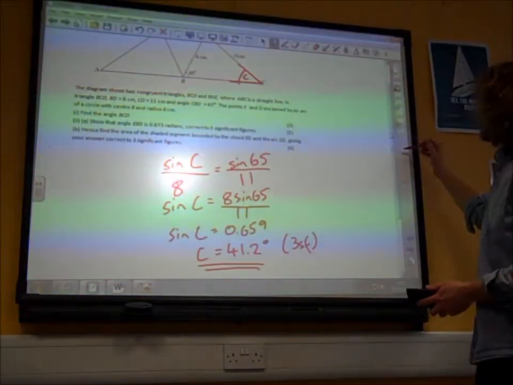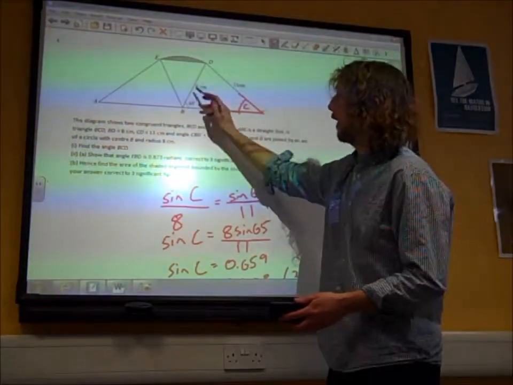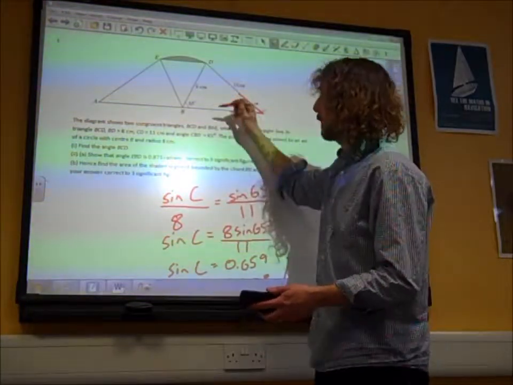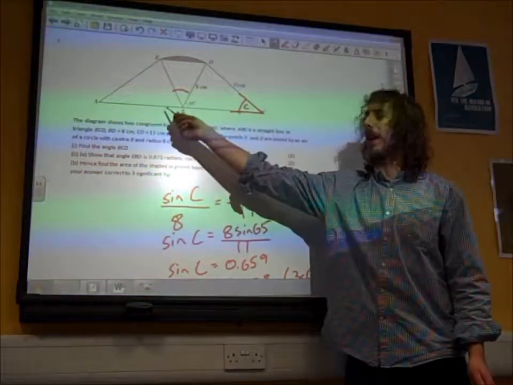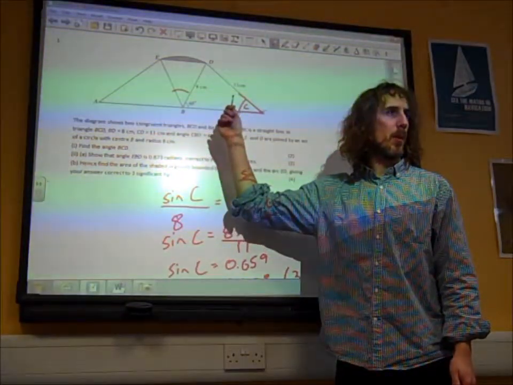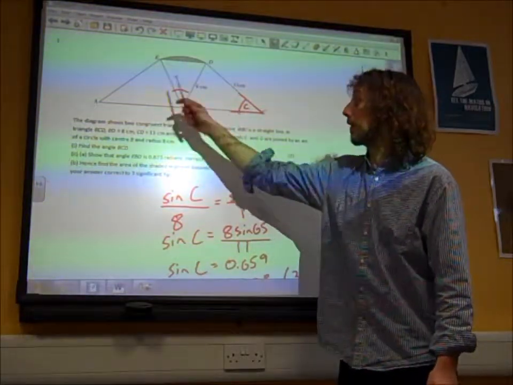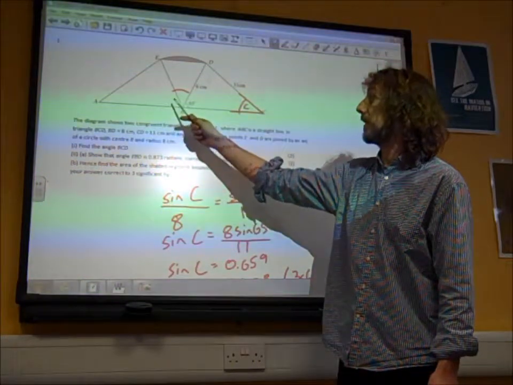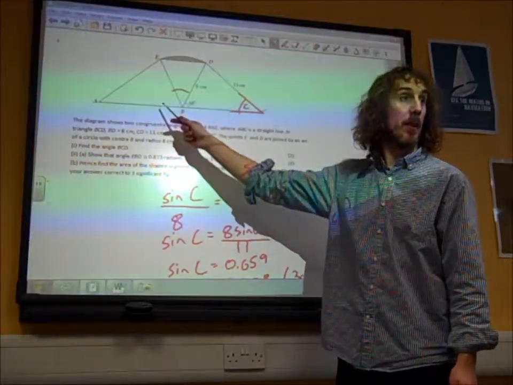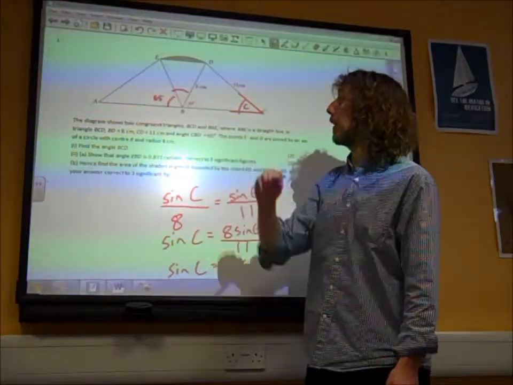Right, the angle EBD now we're interested in. EBD, this is this angle here. We want that angle correct to 3 significant figures in radians. Well, of course, this is a straight line, isn't it? So if that's a straight line, and these triangles are congruent, we're told that these are congruent, that means that that angle there is also 65, doesn't it? We can get that from the question. That angle there must be 65.